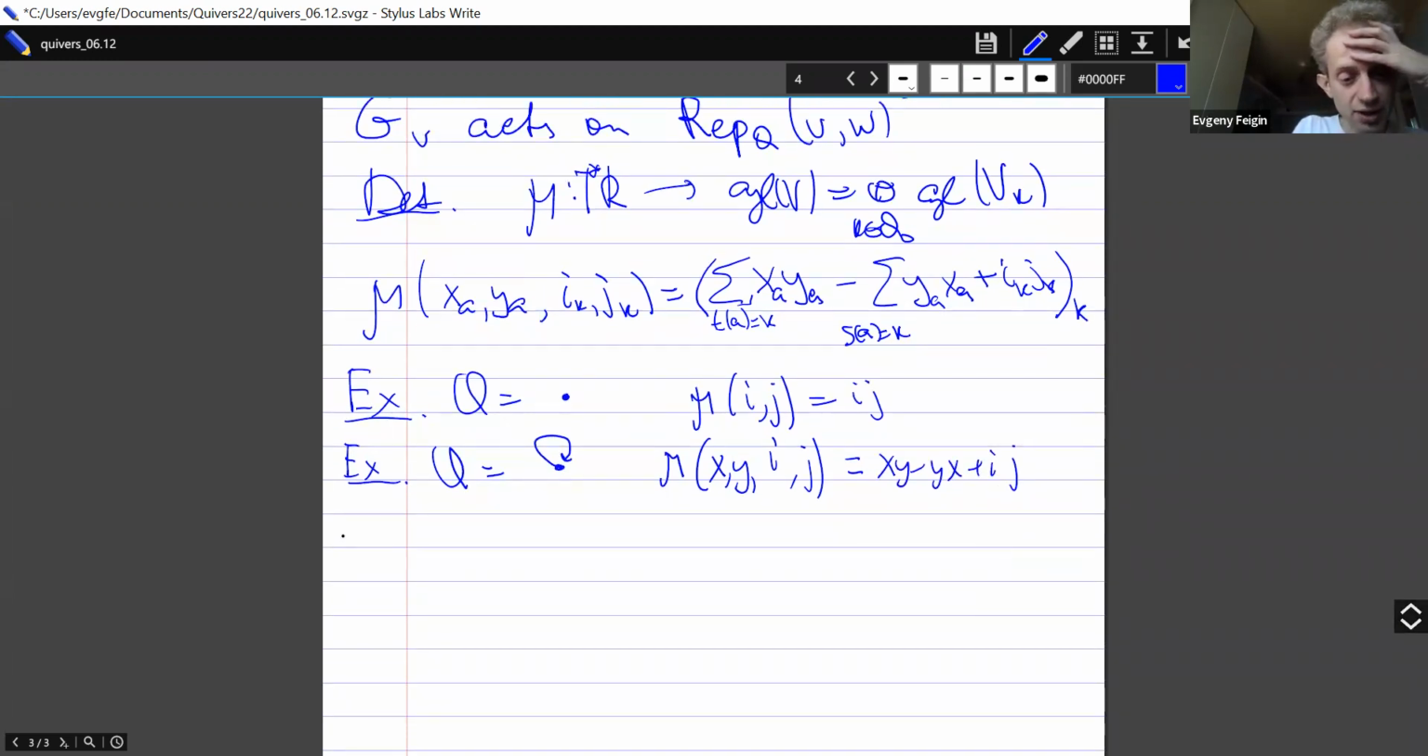Okay, and then finally, let's consider our third favorite example. So Q is the A2 quiver. And what is mu here?